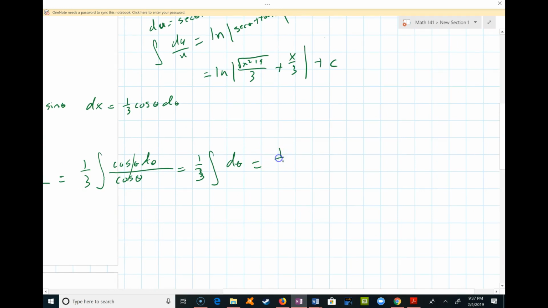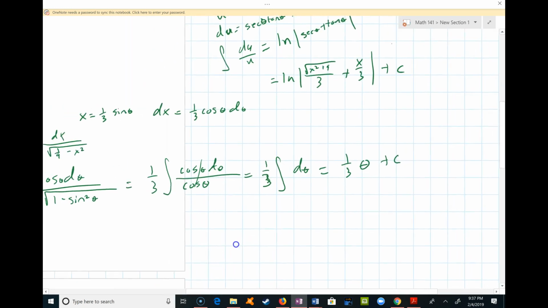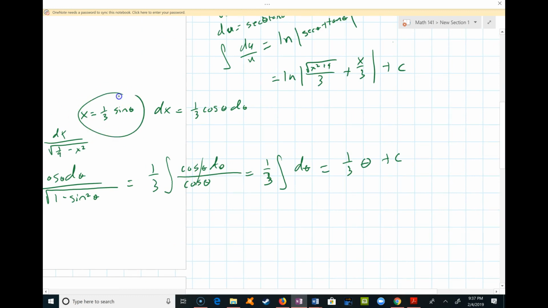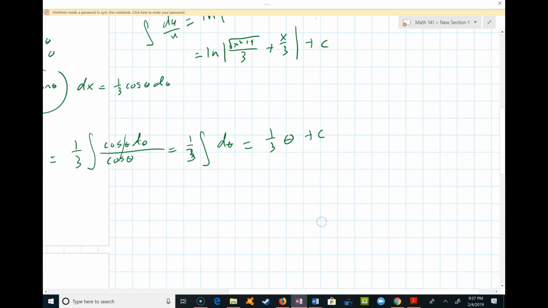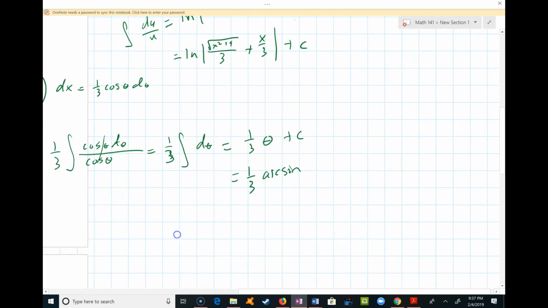So the integral of this is going to be 1/3 theta plus c. Now, what's theta? Well, remember, if we take this and solve it, 3x is equal to sine theta. So then arc sine of 3x would be equal to theta. So this is just going to be 1/3 arc sine 3x plus c.